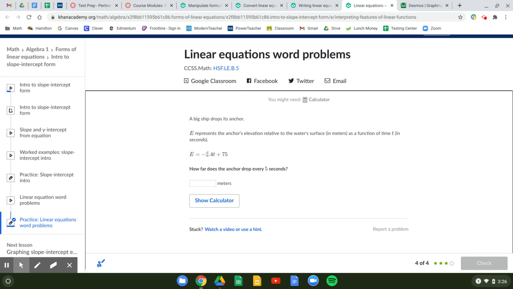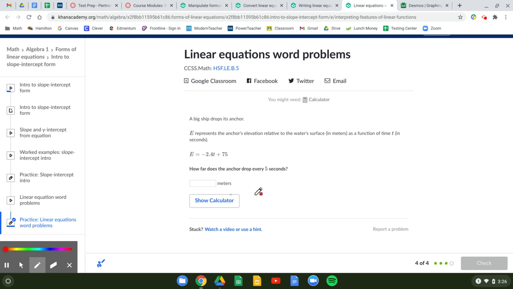So all these should have about the same type of setup, where the general form, let's see if I can actually write here, is y equals mx plus b.